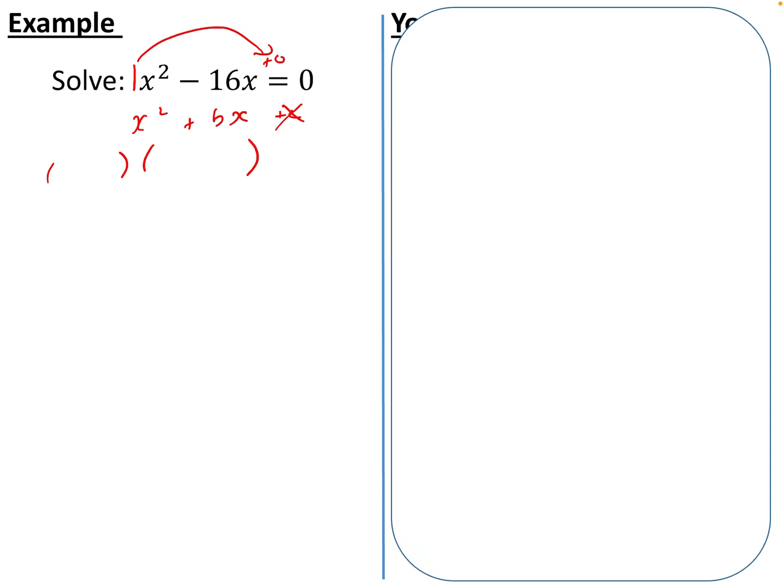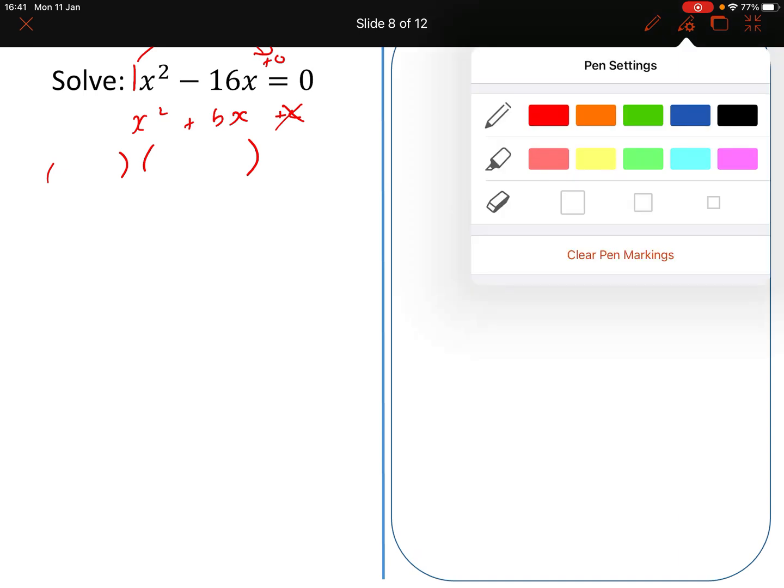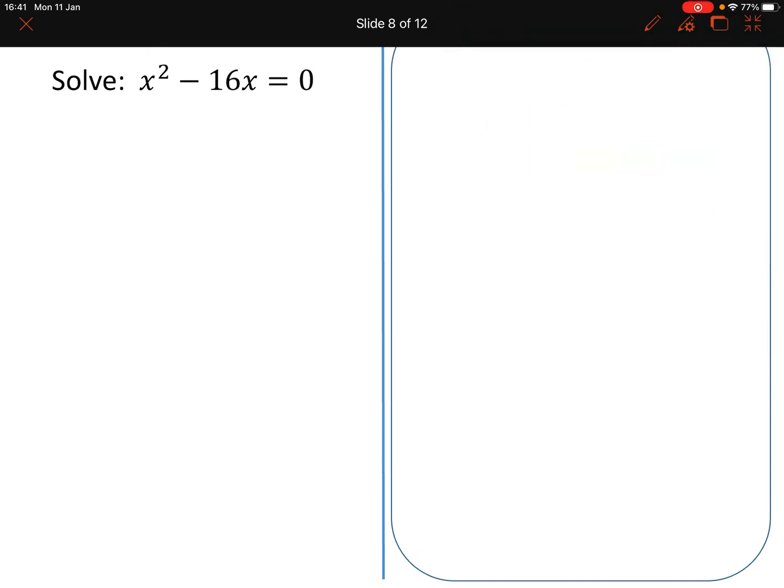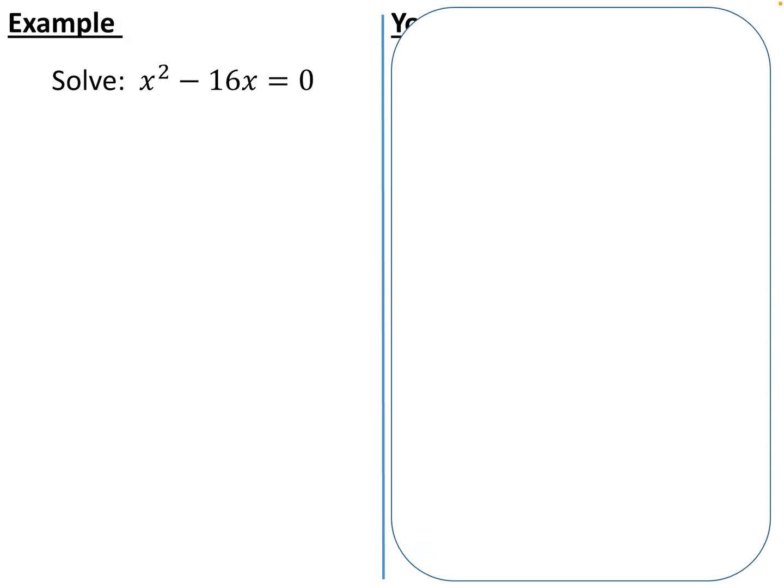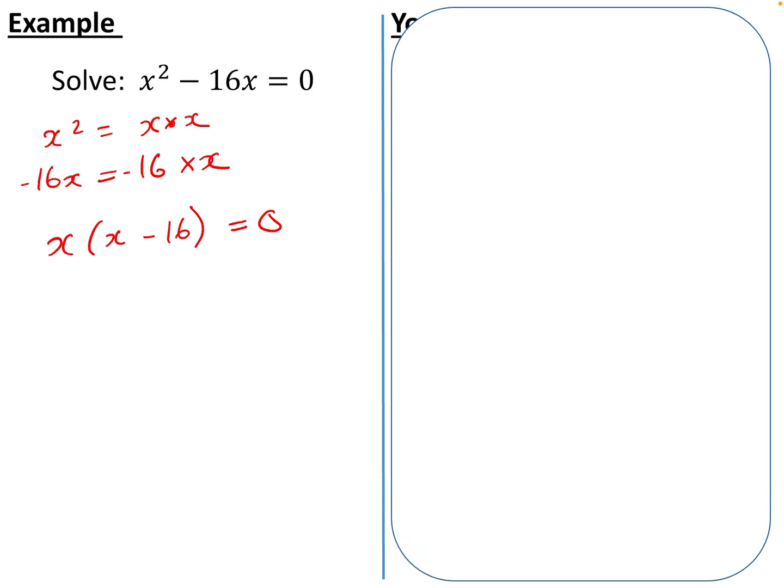So instead of using the AC method and factorising like this, I'm instead just going to look for common factors of both terms. Well, x squared can be written as x times x, and 16x can be written as 16 times x. Looking at these, you'll notice that both of them have a common factor of x. So I can factorise out x, which then has to be multiplied by x to give me x squared, and it has to be multiplied by negative 16 to give me negative 16x. This is now equal to 0.